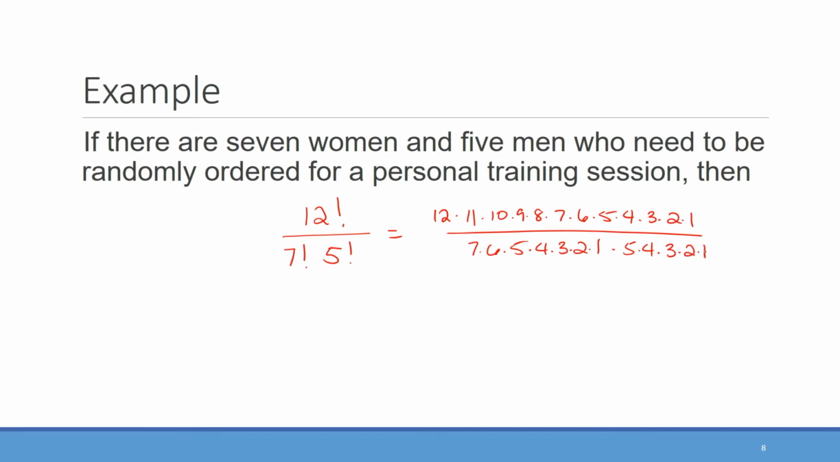So I wrote it all out so we could easily see that we could cancel that set of values. We have the 5 and the 2. We have the 4. And then the 3. And then we multiply that out. So we end up with 12 times 11 times 3 times 2. Okay, so that, when you multiply that out, is 792.